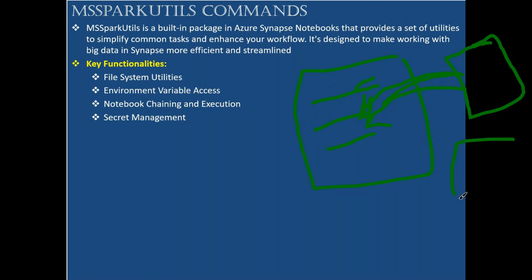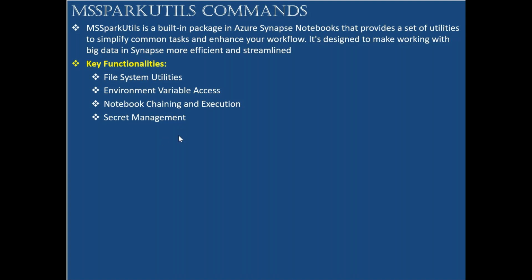So we need to use a key vault. The secret management commands are used to connect to the key vault to read the sensitive information into the notebooks. Secret management, what it does: it helps to read the sensitive information from the key vault into the notebooks. Okay, that is all about secret management. These are the key functionalities of MS Spark utilities.